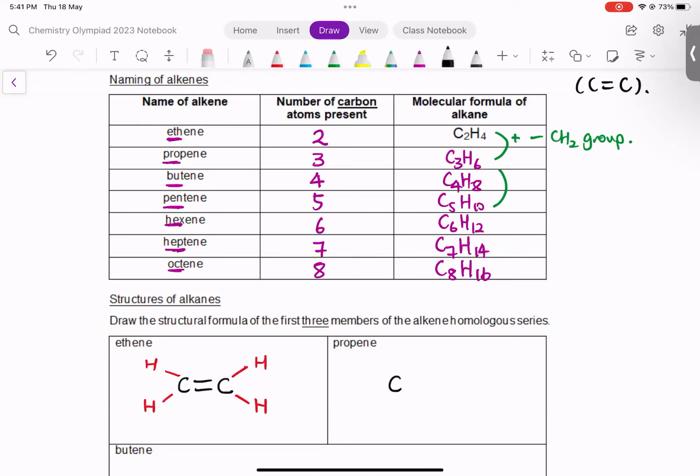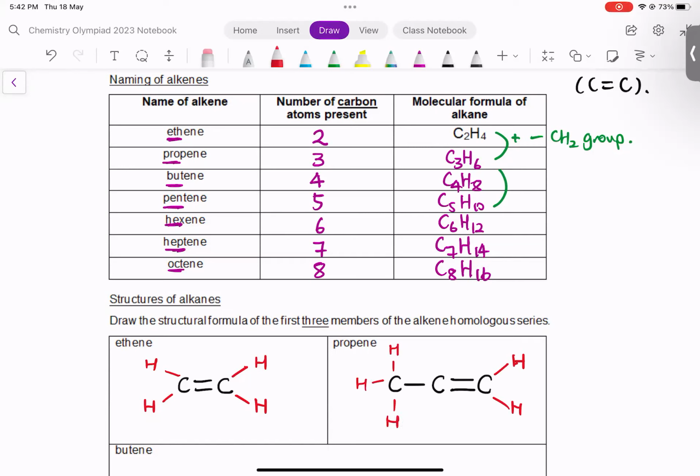Next, propene. Now, propene has 3 carbon atoms, right? Only 1 double bond is present. Remember, alkenes only have 1 double bond. The other one is a single bond. All right, only 1 double bond, the other one is a single bond. Then you make sure that every single carbon has 4 bonds. So please count carefully.